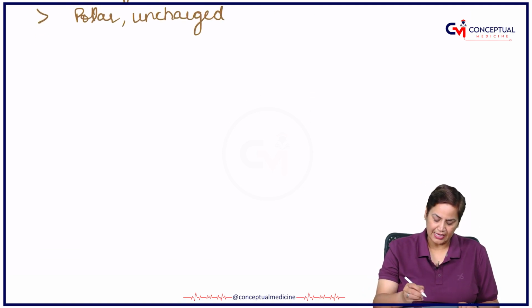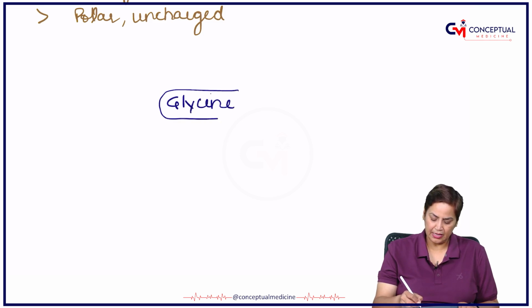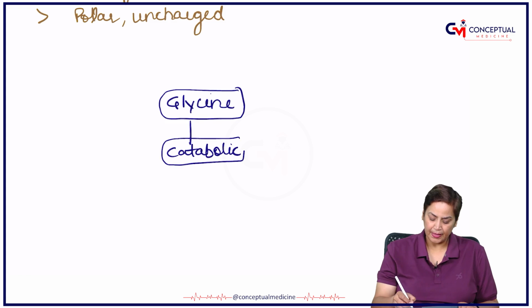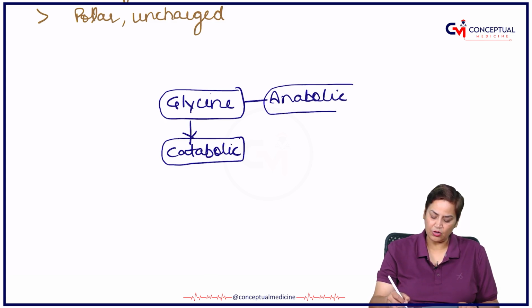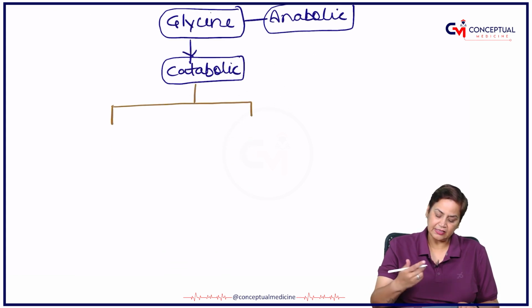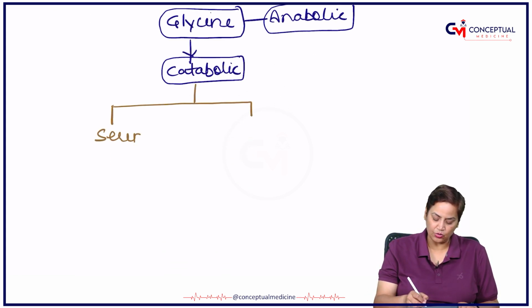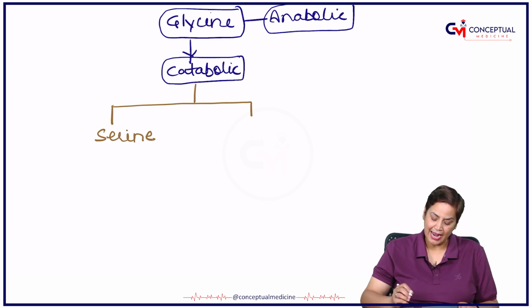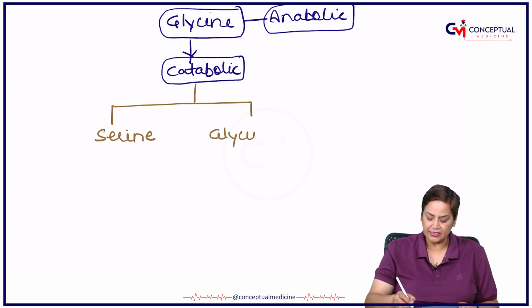So, if we talk about glycine, I can simply say that there is one function as catabolic. That's how we are studying all the amino acids. And another is the anabolic role. Now, if we talk about the catabolic role, we can categorize glycine into two categories. One is the interconversion of glycine to serine, and the other is the glycine cleavage system.